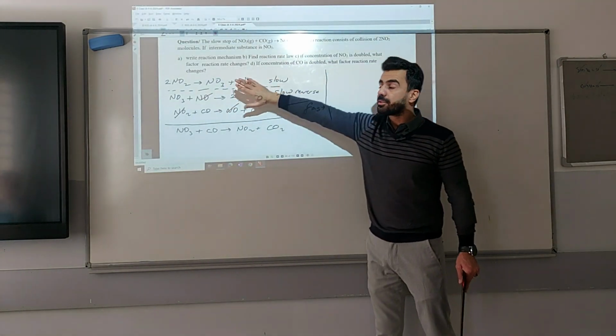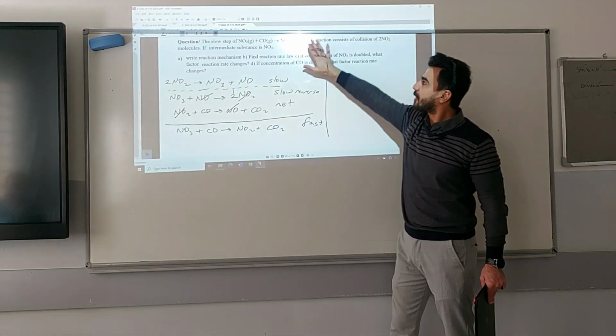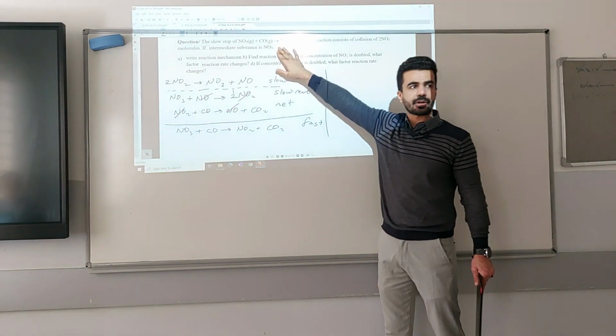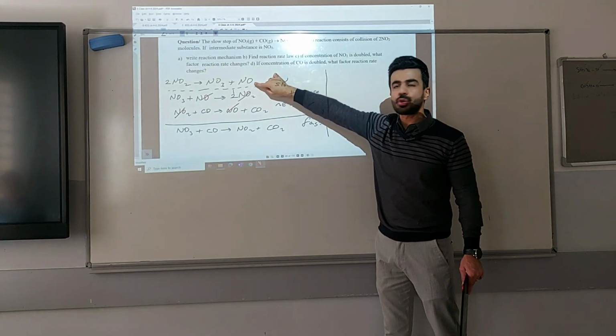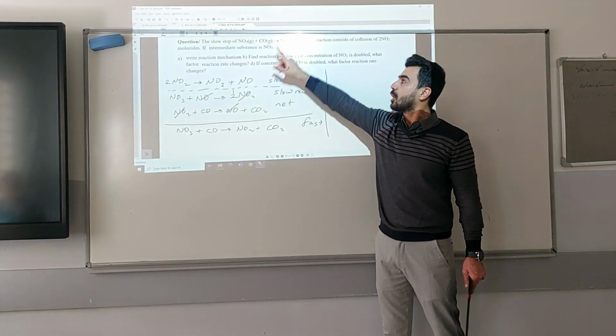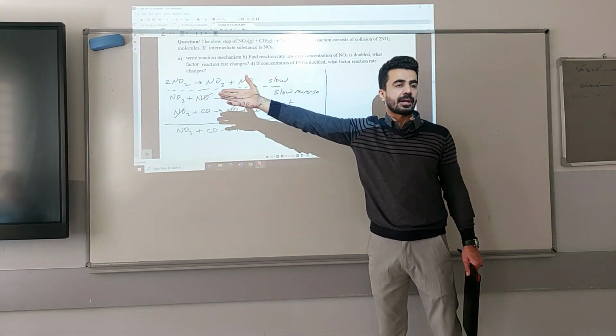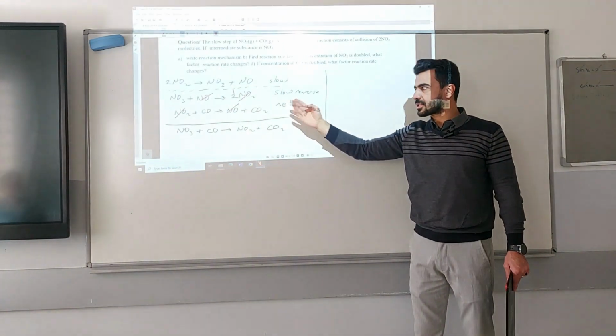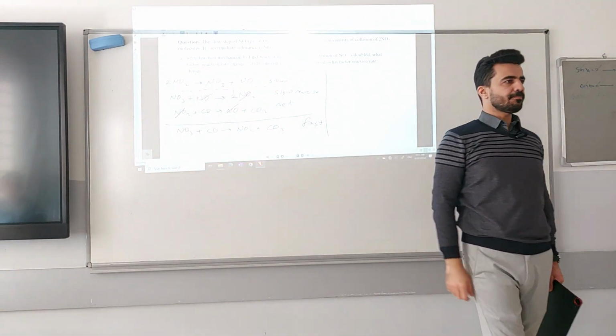Now, this reaction is not finished, so you have to look at the product. It's either NO or CO2. If you put CO2, is it going to be correct? No. But if I put the NO, it's done. Then, when you want to find the fast step, just reverse the slow step, add it with the net, and you'll get the fast step, okay?